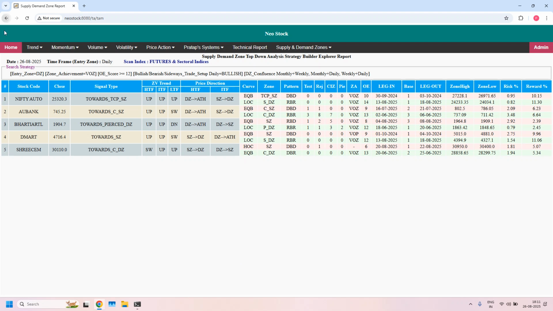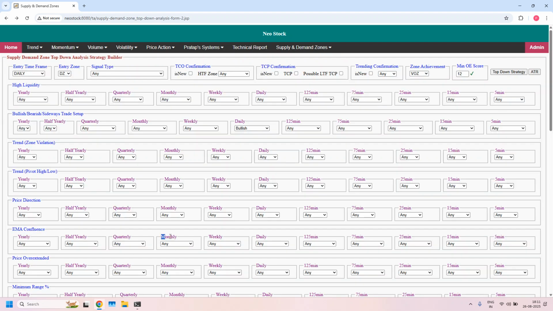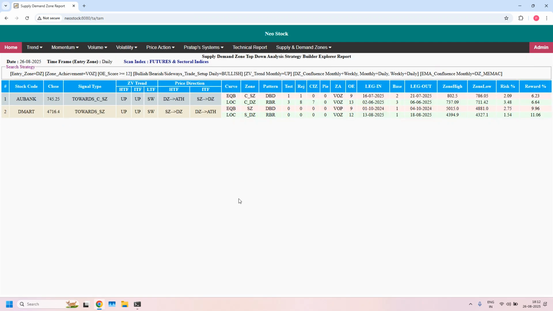So let's verify. I'm going back, adding EMA filter on monthly time frame by selecting monthly demand zone having monthly EMA confluence. Because there is one stock with sideways trend on monthly, we don't want that stock. So in the trend at monthly time frame, I am selecting uptrend, but not sideways, because it is a bullish trade setup. Let's filter. So we got 2 stocks. So that way these 2 daily demand zones are having more high probability to get success, provided less than 20 checklist items are satisfied. Otherwise, there are higher chances of zone violation.